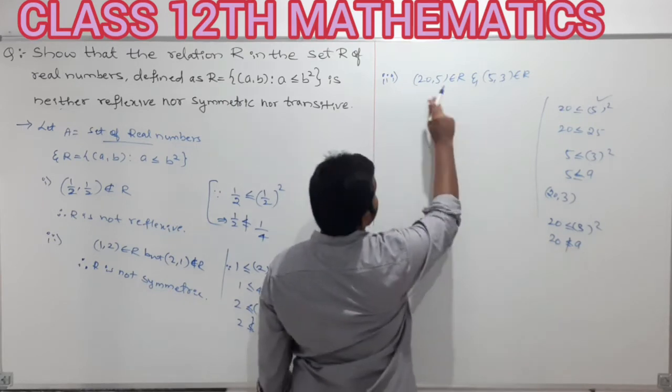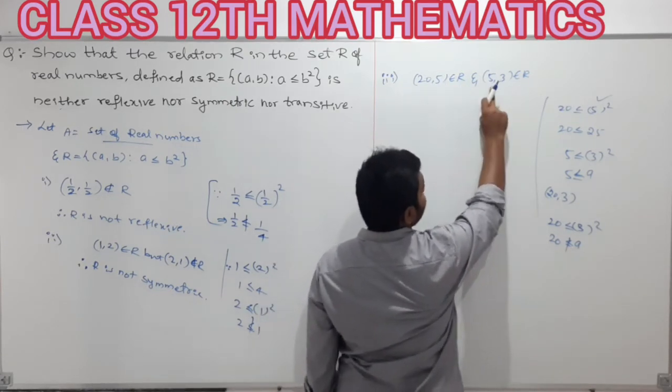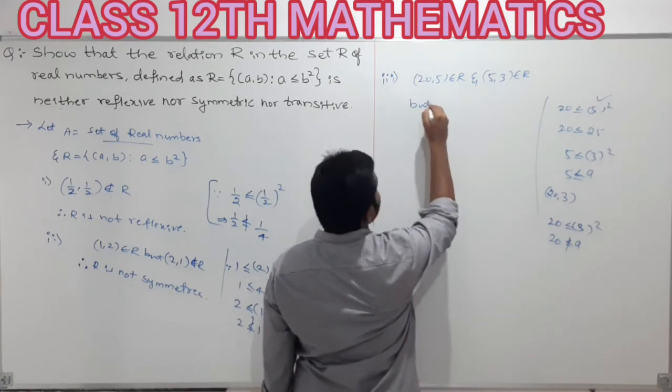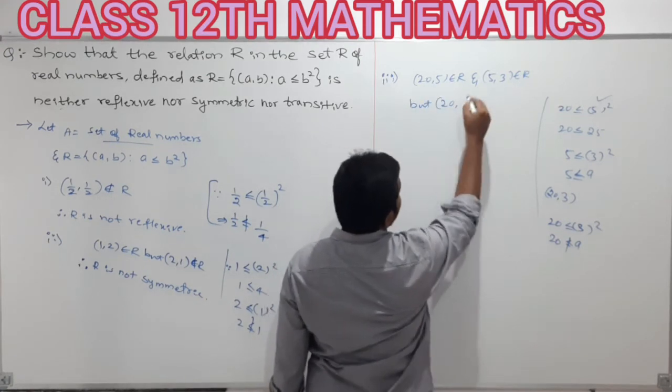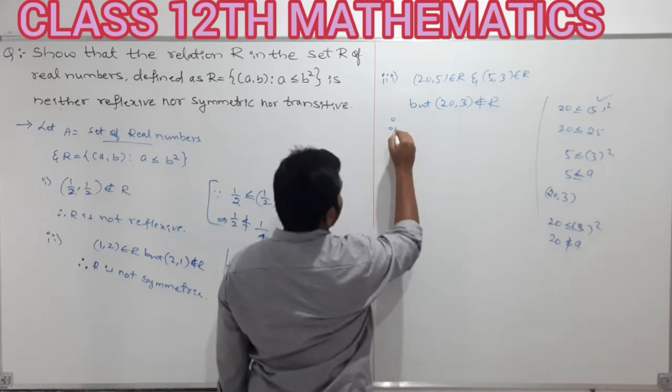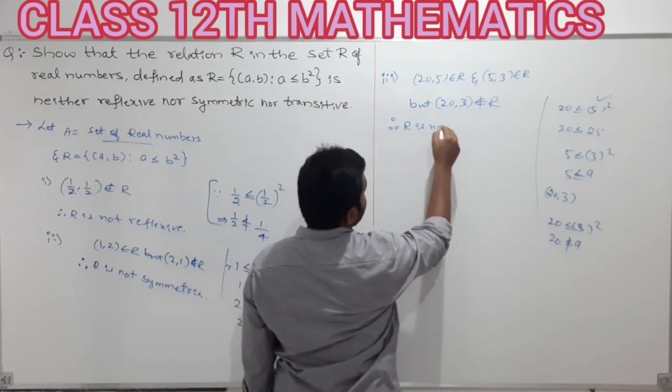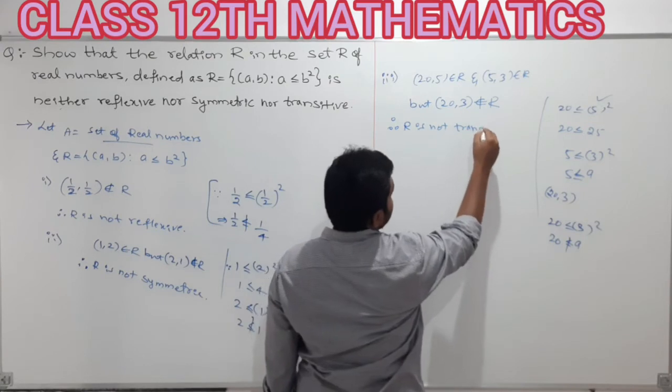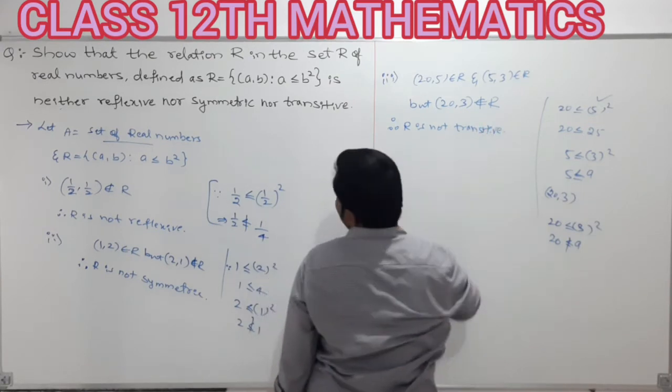So here it is, (20, 5) belongs to R, (5, 3) belongs to R, but (20, 3) does not belong to R. Therefore R is not transitive. So therefore R is not transitive.